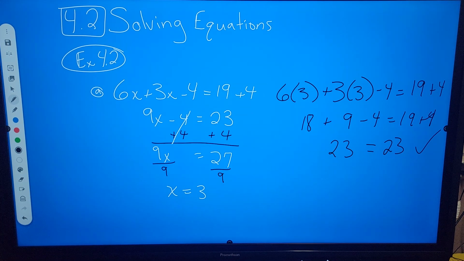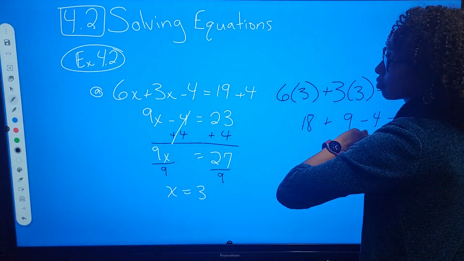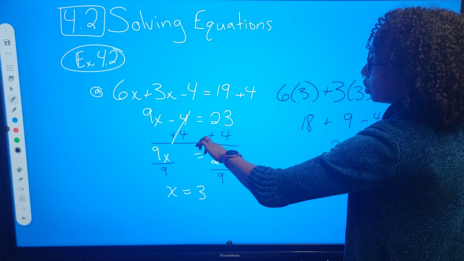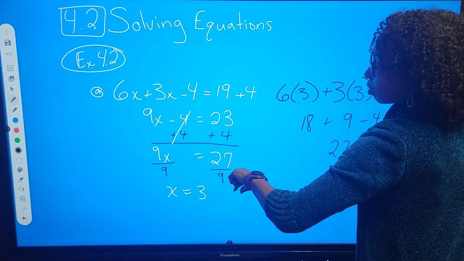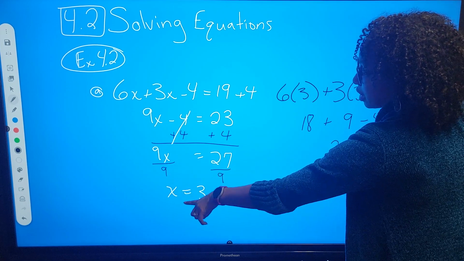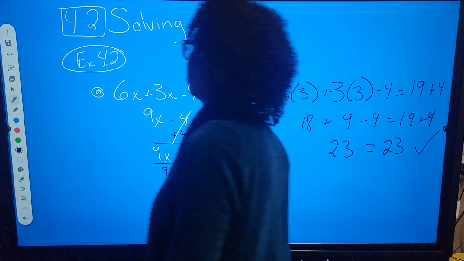All right, so notice what we did in this question. The first thing we did, we combined like terms on either side of the equal sign. Then we used our addition property of equality to isolate the variable term. Then we used our multiplication property of equality to completely isolate the variable to solve it. So let's put that down as steps.